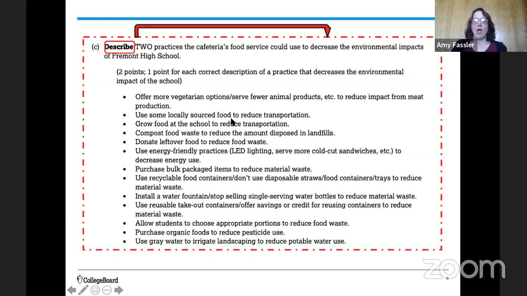I have to make sure I describe how that's going to decrease my environmental impact. For example, I could use locally sourced foods, which would decrease the amount of gas that I had to burn in transporting that food great distances. I could compost my food waste, which would decrease the amount of waste going to a landfill. And again, lots of options here. Pick out a couple that make sense to you, maybe things that you're already practicing or that your school's doing. I like the idea of the refillable water bottle stations.